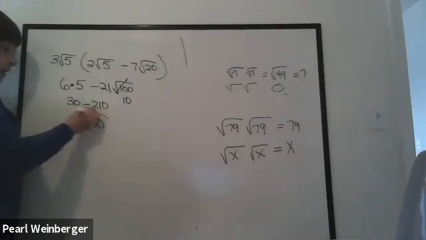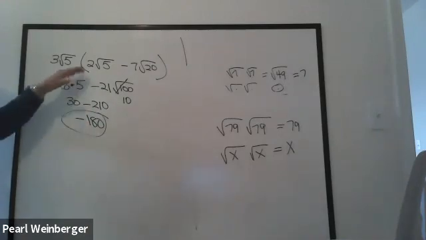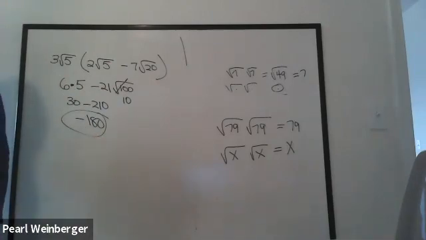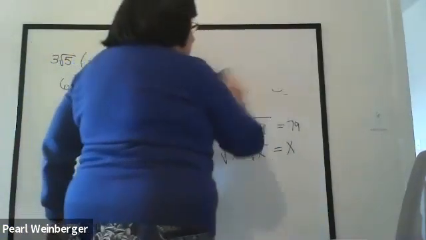So my final answer turns out to be a regular rational number. It doesn't have any radicals, so it's rational. Rational means it doesn't have square roots in it. It doesn't. So it's a rational number, negative 180. I'm going to do one more and then I'm going to give you a couple to try.